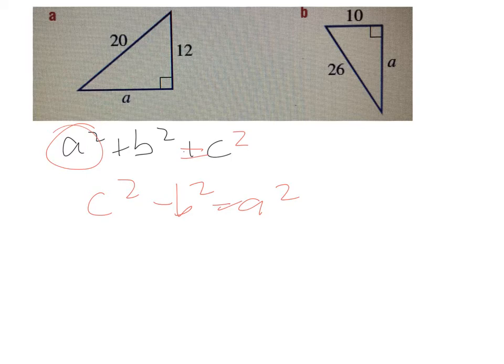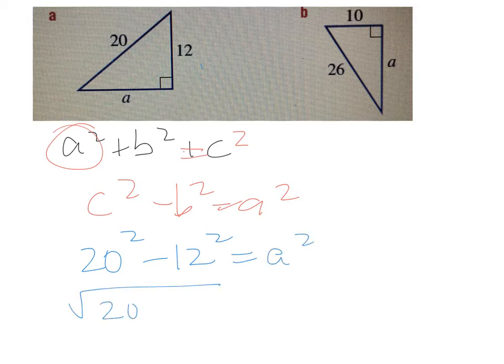So in here, to solve this one, we'll do 20 squared minus 12 squared equals a squared. So we're going to take the square root of all that. 20 squared minus 12 squared, and that will give us our value for a.